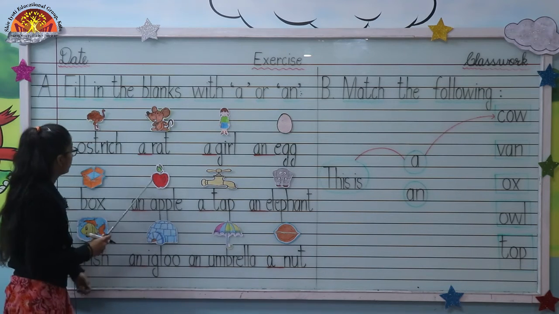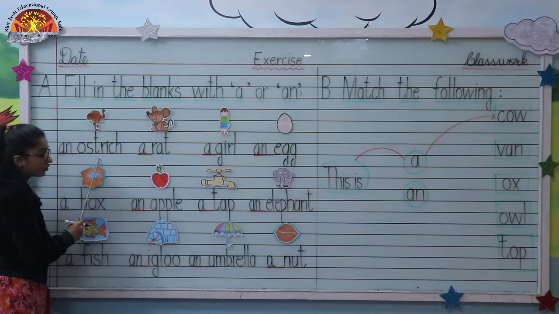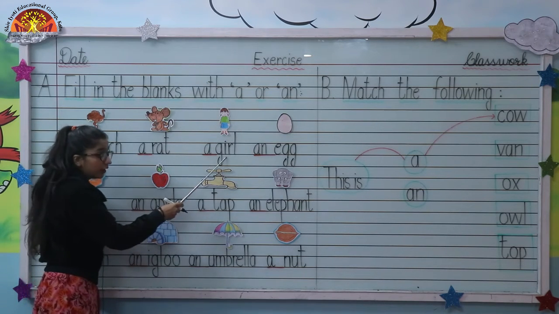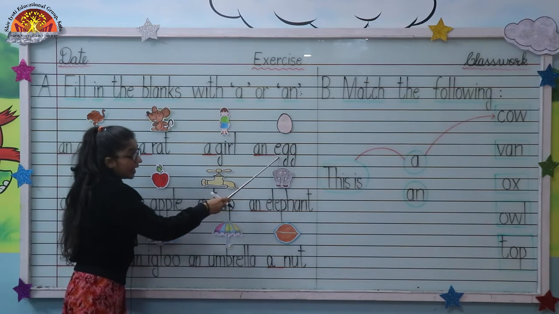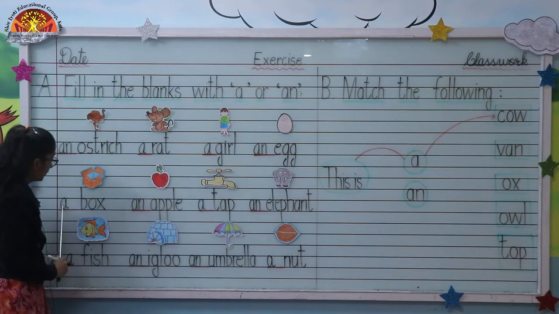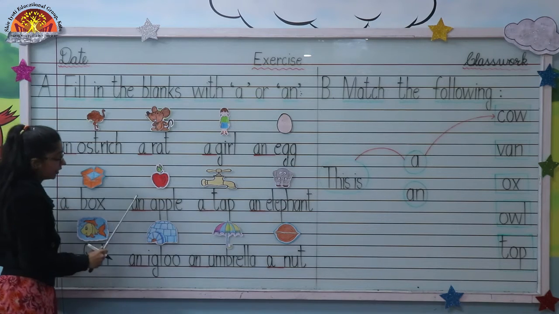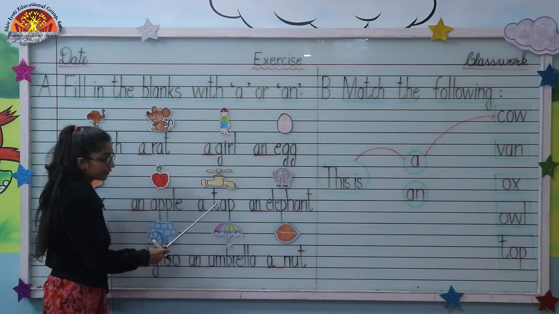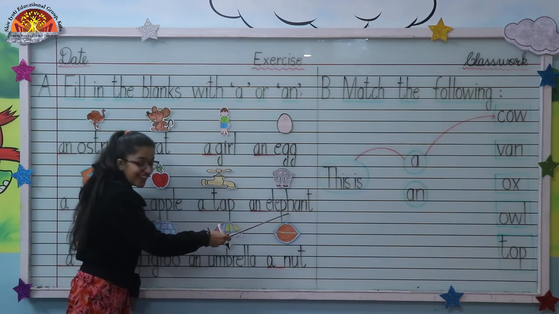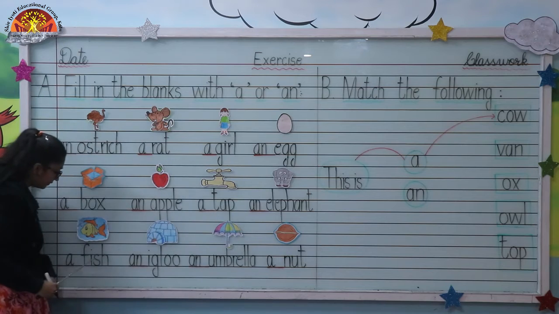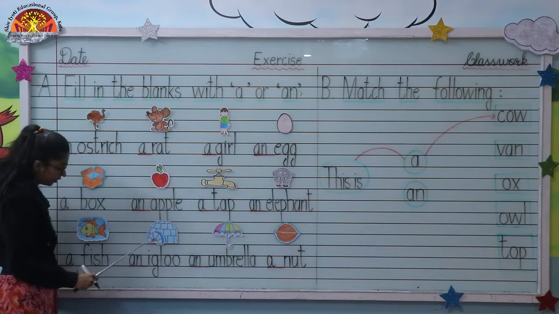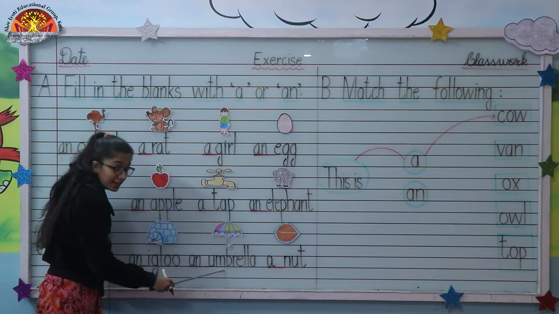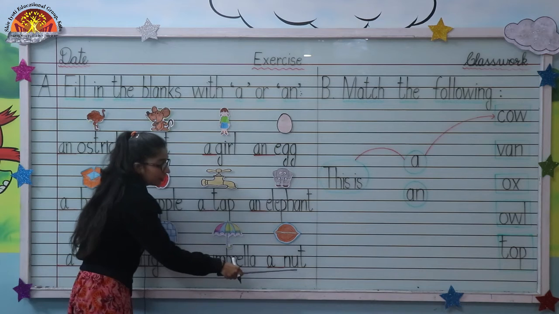Let's read all together. An ostrich. A rat. A girl. An egg. Move to next line. A box. An apple. A tap. An elephant. Move to next line. A fish. An igloo. An umbrella. A nut.